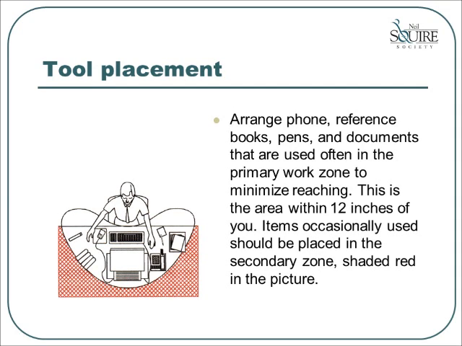Tool placement. Arrange your phone, reference books, pens and documents that are used often in the primary work zone. This is the area within 12 inches of you and will minimize reaching. Items occasionally used should be placed in the secondary zone. This zone is shaded in red in the picture in the bottom left of the slide.